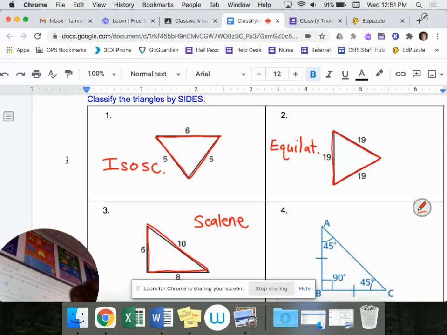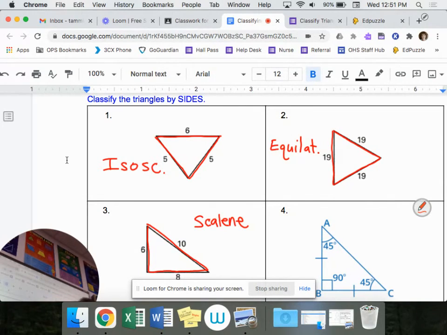Okay, so let's classify first by sides. That's what we're doing in this example. We're just doing sides. We don't have any side lengths on this drawing. We have angle measurements inside the drawing, but we can't use angle measurements to classify by sides. We have to use side measurements. Well, there aren't any numbers written out here, like there were on the other problems. But what we do have, we have symbols to help us.